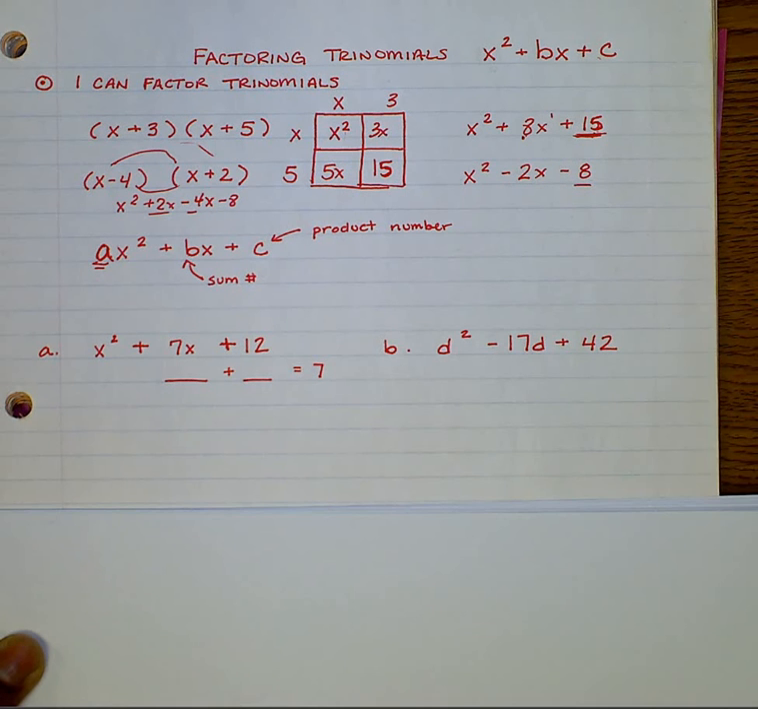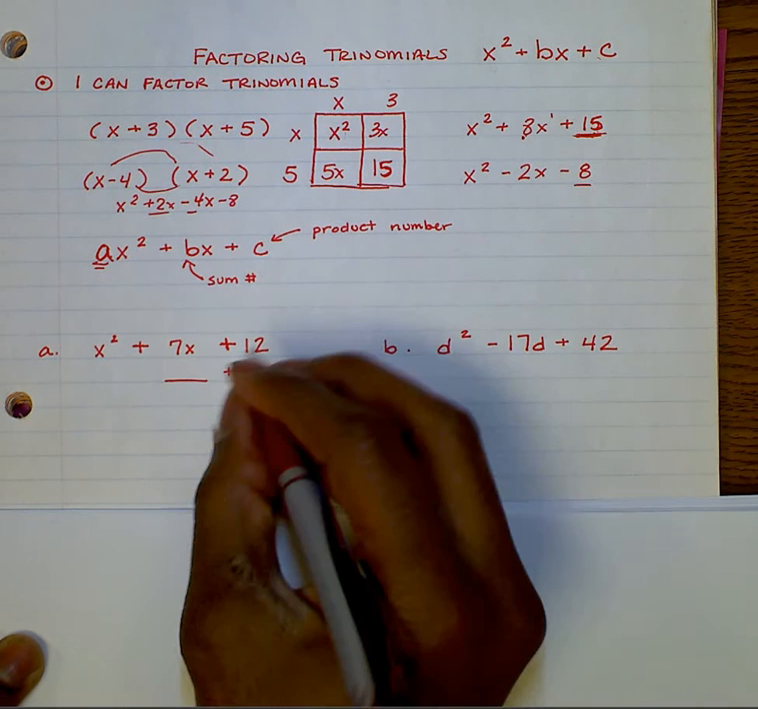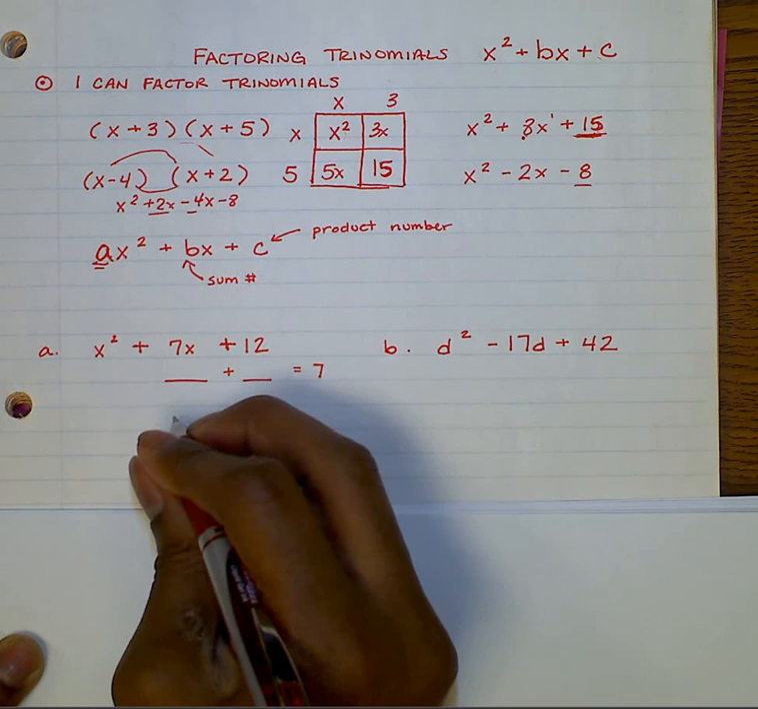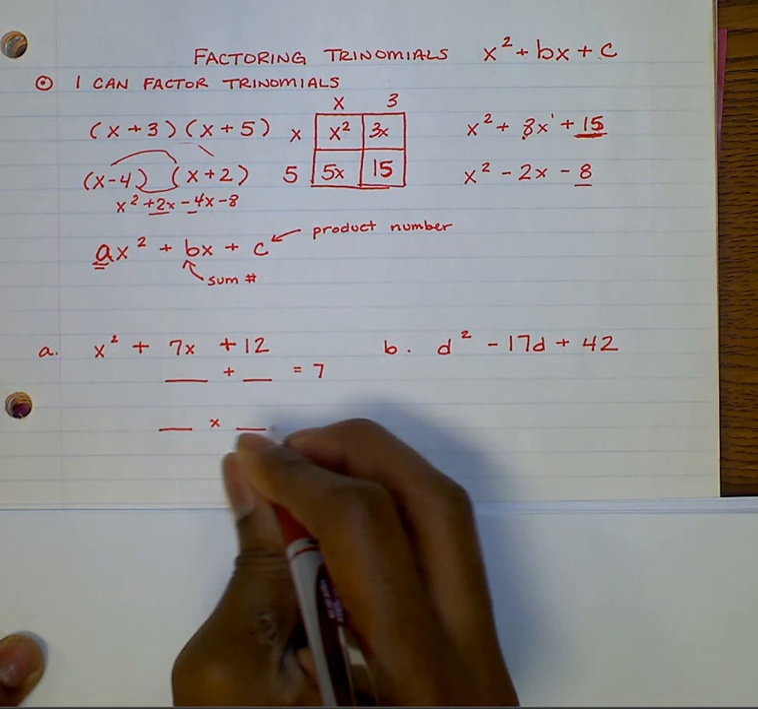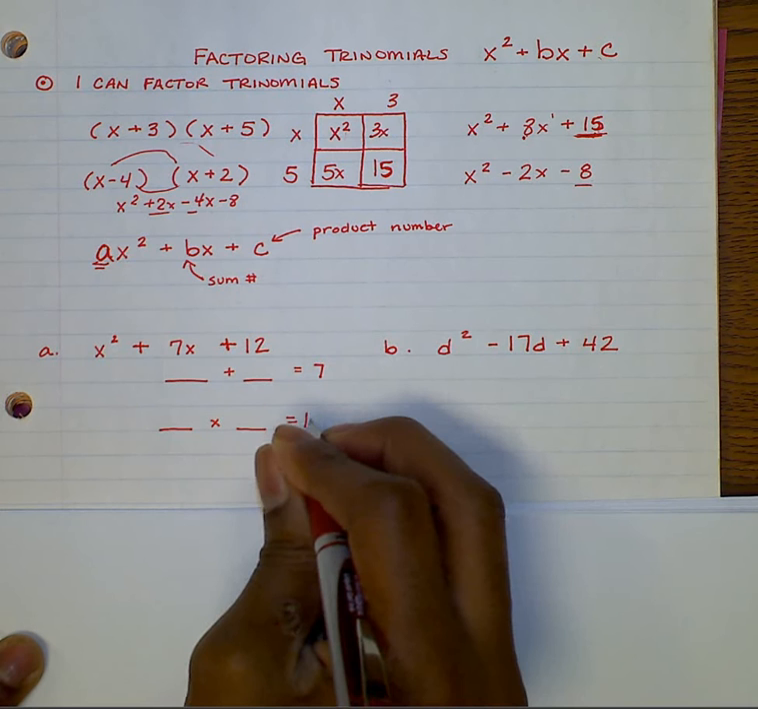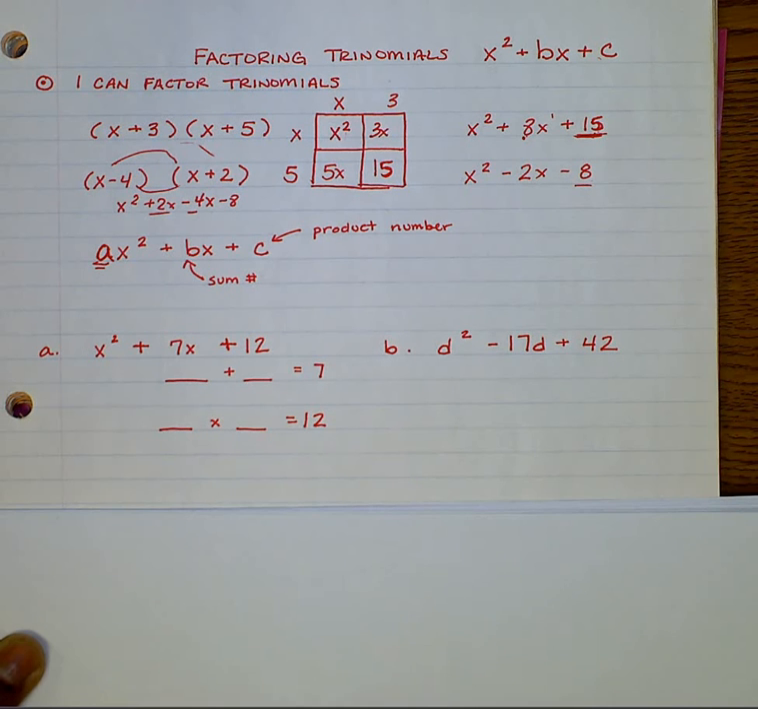Our product number is 12. I want to find two numbers that multiply to give me 12. So, blank times blank gives me 12. Alright, take a second. Think, what two numbers make both of these true?